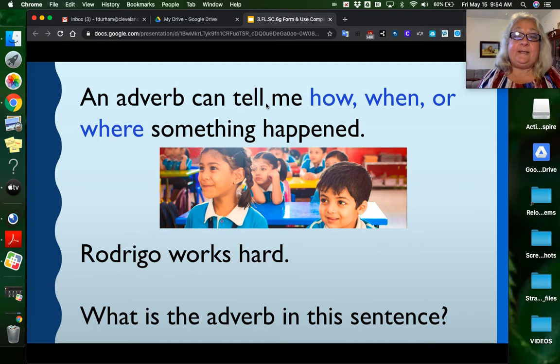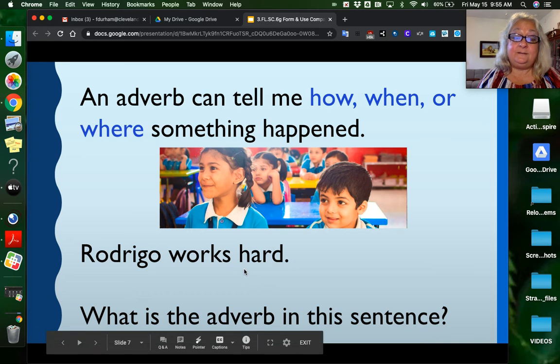An adverb can tell how, when, or where something happened. In this sentence, Rodrigo works hard. It tells us that Rodrigo is working hard. It's how he works. So our adverb is, right, hard.